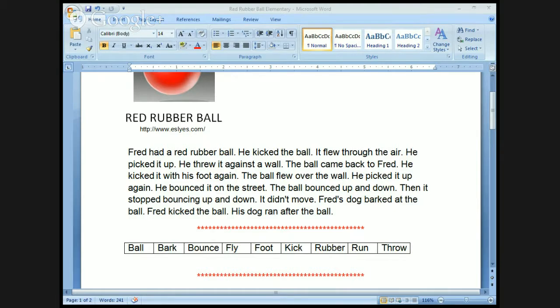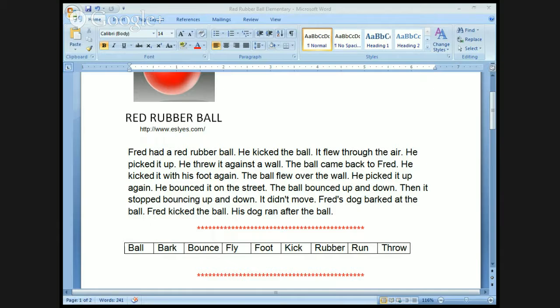He picked it up again. What did Fred pick up again? Fred picked up the ball again.